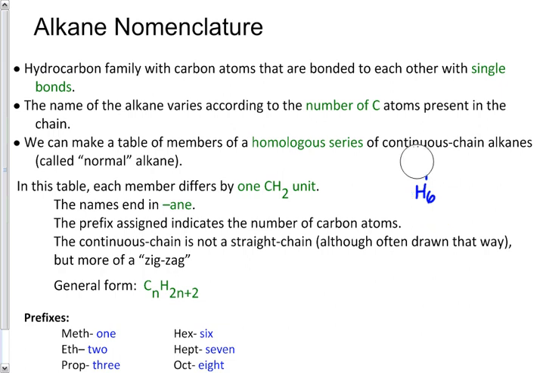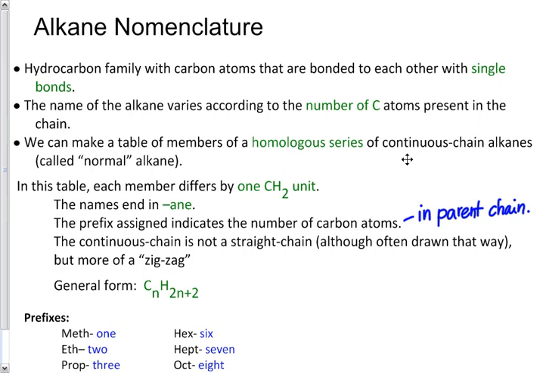So how do these things get named? Well, all of the alkanes will end in ANE. So when you see the suffix ANE, you know that it's a single bond. The prefix that you're going to give it will indicate the number of carbon atoms in the parent chain. And you may want to write that part down, in the parent chain. We'll talk about what a parent chain is in a second.